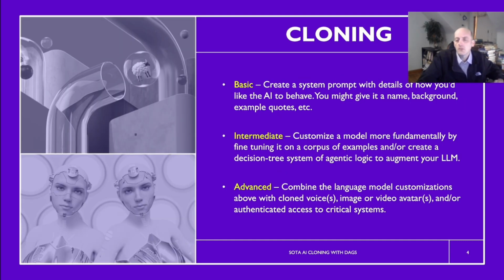So we've discussed this one before. Making the AI act like you, or whoever you want it to act like, is called cloning. We can do this really quickly and easily using the prompt, as most people do, creating a persona, if you will. Or we can more fundamentally customize a model by fine-tuning it.